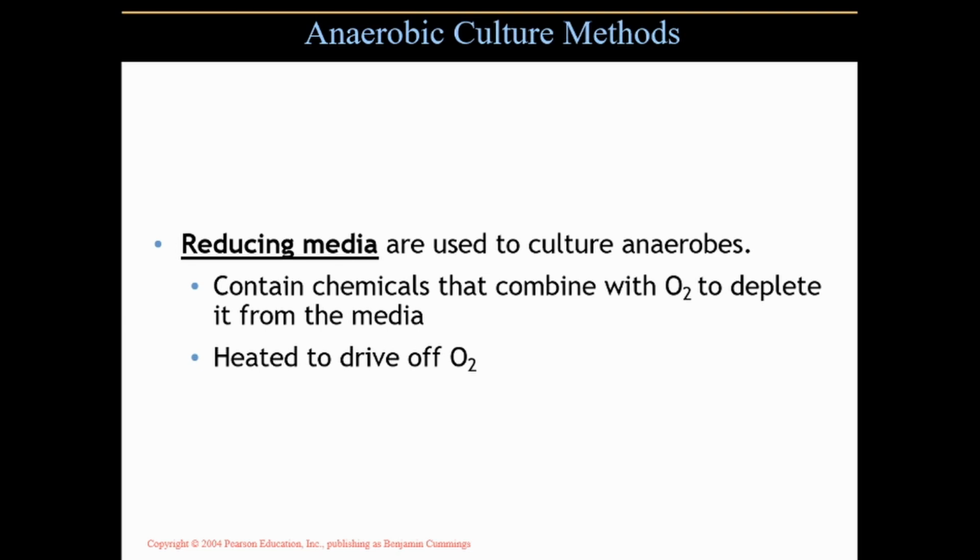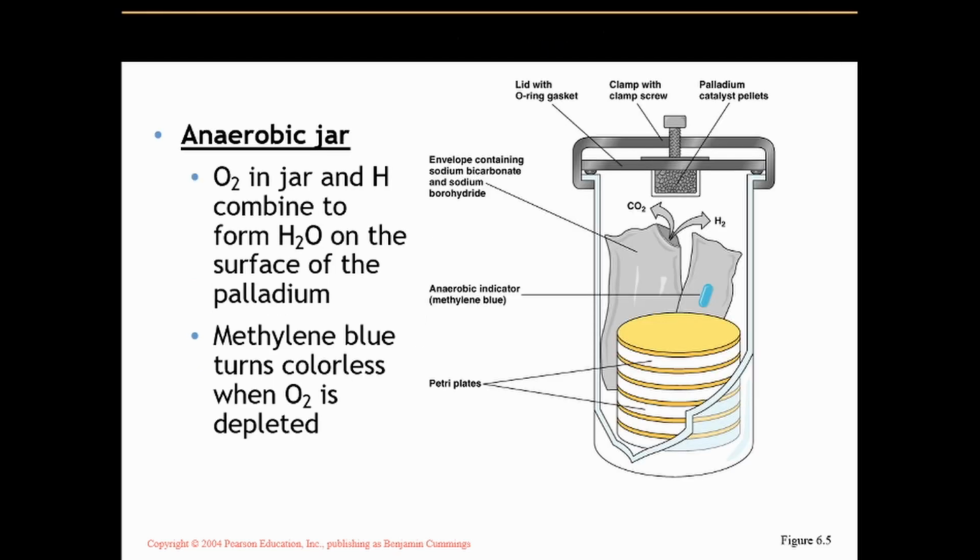Reducing media is what's needed to culture anaerobes. It contains chemicals that combine with oxygen to deplete it from the media, and then heat is usually used to drive off the oxygen to remove all oxygen and get rid of it entirely, because anaerobes cannot tolerate any oxygen present.